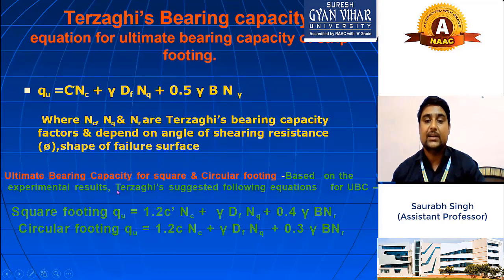Terzaghi suggested the following equation for the ultimate bearing capacity of a square footing. This formula will be applied: qu = 1.2 c' Nc + γ Df Nq + 0.4 γ B Nγ. For circular footing, qu = 1.2 c' Nc + γ Df Nq + 0.3 γ B Nγ.